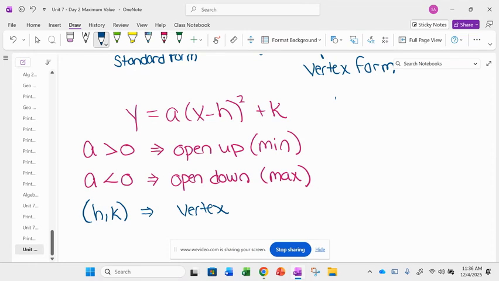You guys remember equation of a line, right? y equals mx plus b. m is the slope. What's b? Y-intercept. What do x and y represent? All the points on the line. Same thing here. x and y represent all the combinations of points that exist on that parabola.